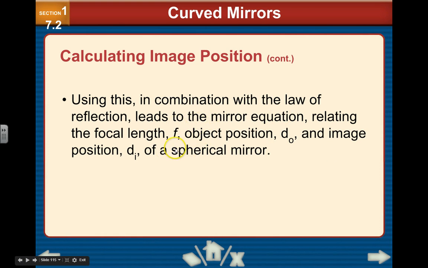What we're going to use then is focal length f. We're going to use the object position, which is d_o, also seen as x_o, the distance that the object is away. We have the image position, which is d_i, and again the distance would be x_i for our spherical mirror.